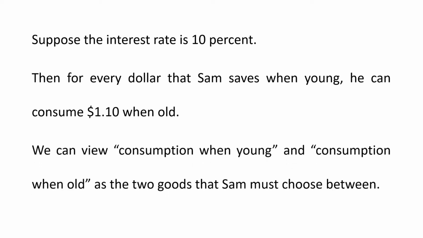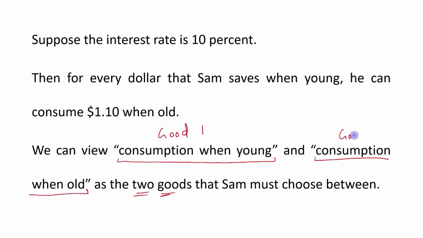We can view consumption when young and consumption when old as the two goods that Sam must choose between. So in the diagram we will see, the two goods we are assuming are: this is good 1, and if we talk about this one, consumption when old, this is good 2. So we view consumption when young as good 1 and consumption when old as good 2, the two goods that Sam must choose between.